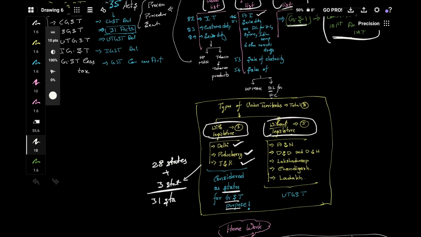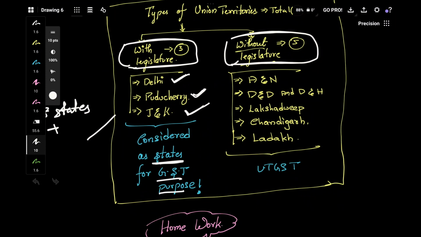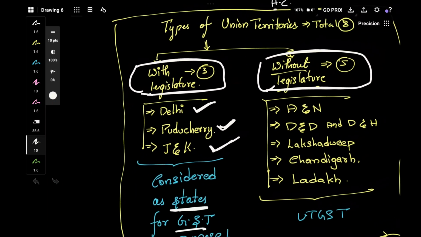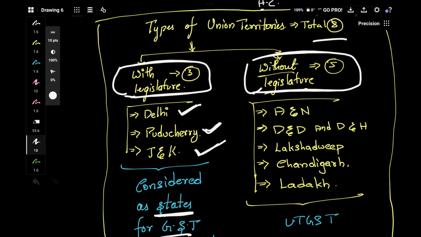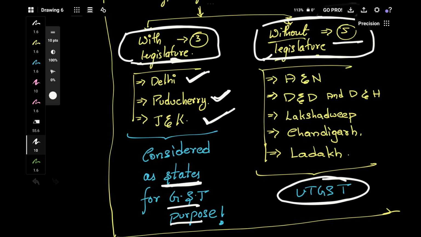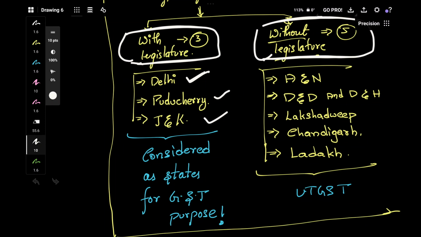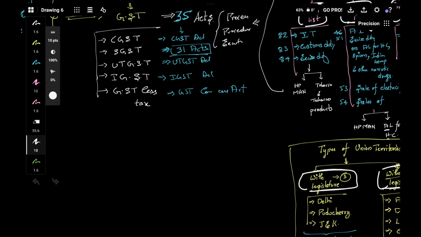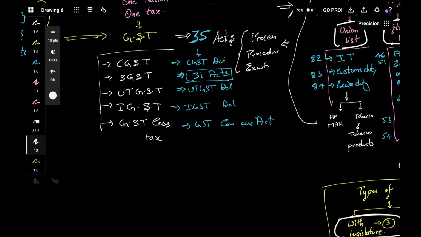I hope it is clear to you regarding these union territories. There are 8 union territories, and of these, 5 are union territories without legislature. For all of them, there is a single act known as the UTGST Act. There are 3 union territories with legislature, which are considered as states, so each has its own SGST Act. Delhi has its own SGST Act, Puducherry has its own SGST Act, and Jammu and Kashmir has its own SGST Act. So this is how it is in case of GST, and that's why all these acts exist.